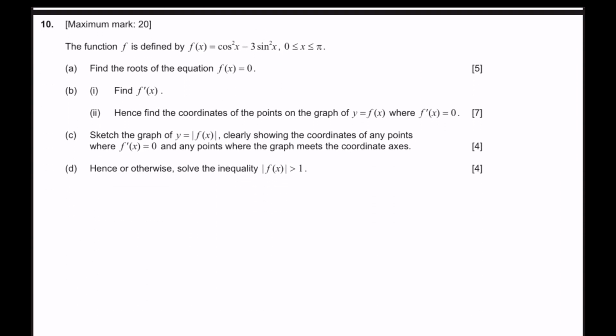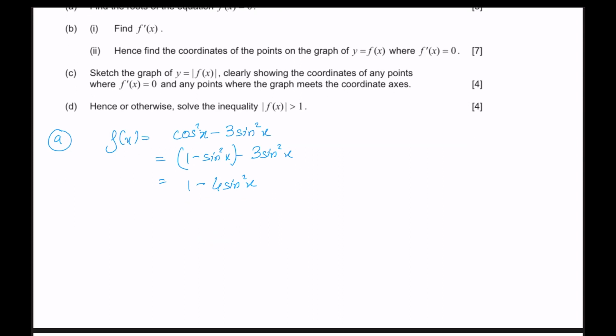Now in question 10, the function f is defined by f of x equals cos square x minus 3 sin square x. So we have to first find the roots of f of x. So f of x is cos square x minus 3 sin square x. So cos square x can be replaced by 1 minus sin square x. And if I simplify this, I'll get 1 minus 4 sin square x. This is the f of x.